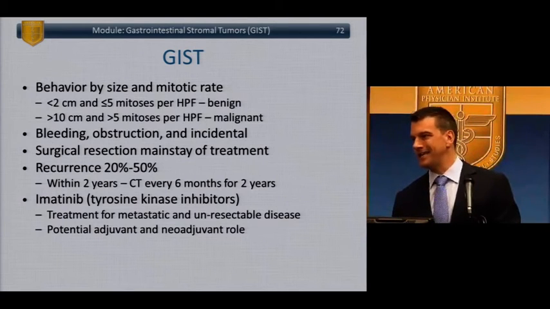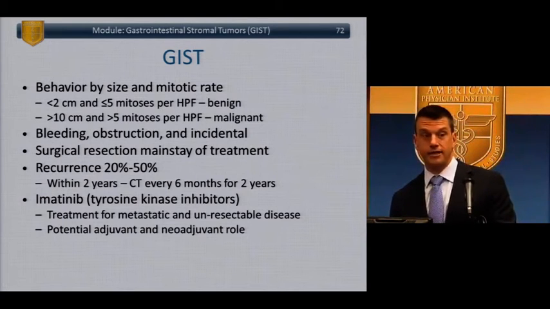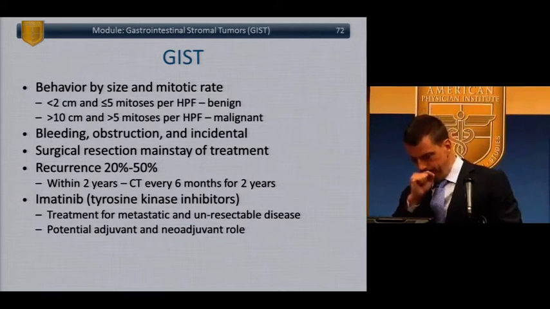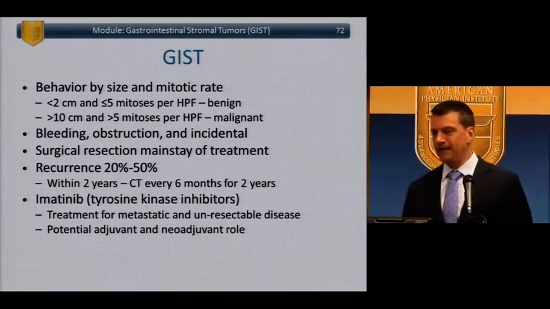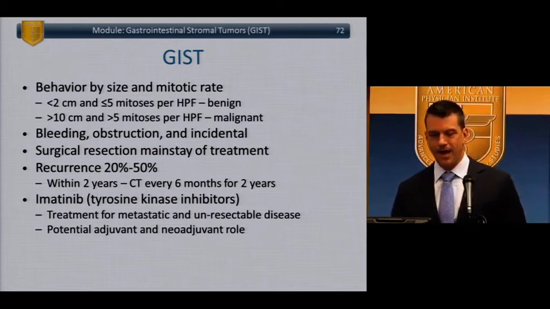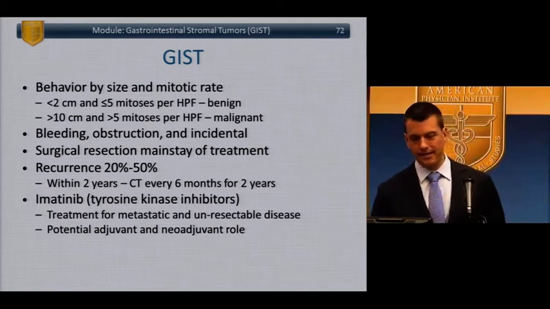The behavior is by size and mitotic rate. If it's under 2 centimeters and under 5 mitoses per high-power field, it's benign. Greater than 10 centimeters, greater than 5 mitoses is considered malignant. These cause bleeding, obstruction, or can be incidental. Surgical resection is the mainstay of treatment. Recurrence rate is 20 to 50%.